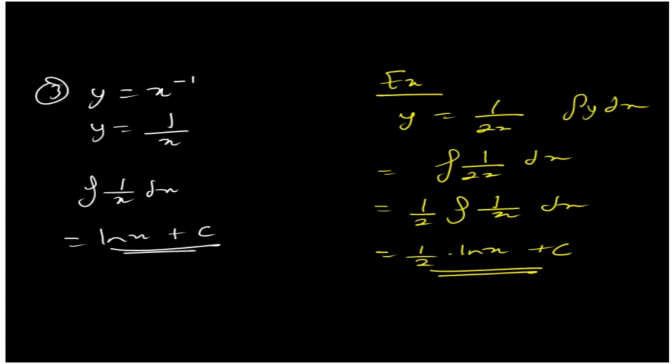So if you see an example here, look at this one. You don't need to simplify it. You can't use that minus 1 plus 1. You don't need to do that. You just know that when you have 1 over x, the integral of this is ln x plus c.